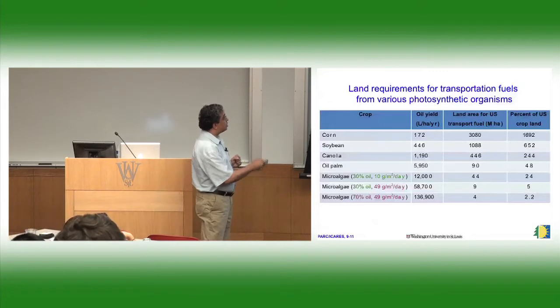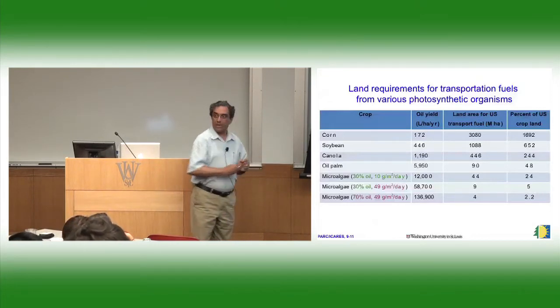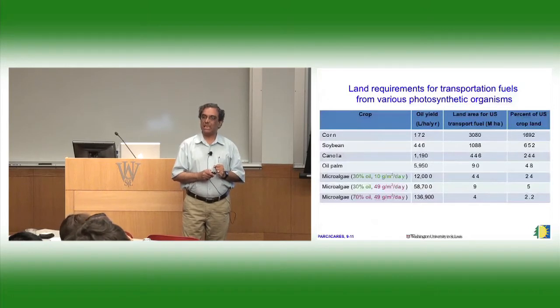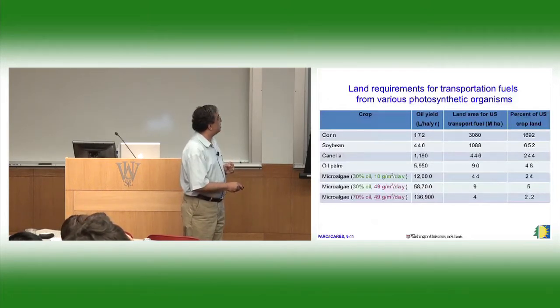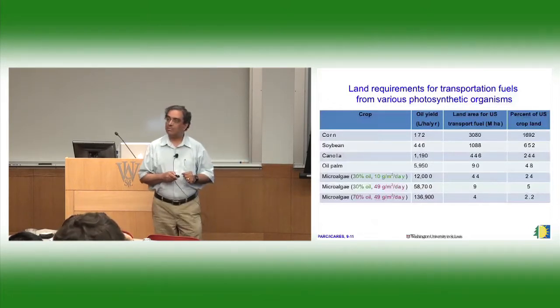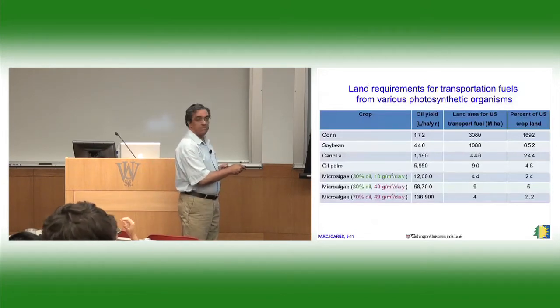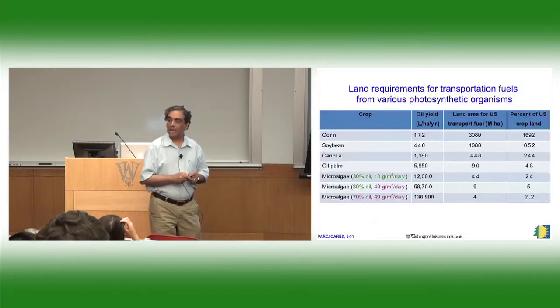And the important thing is this one. If you take all the cropland in the US, what percentage of that needs to be used for all the transportation fuel that is necessary, right? And this is not possible, right? We need another planet or something.